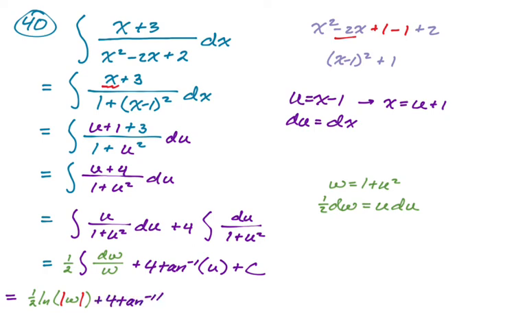I'm just going to sub for u here. U is equal to x minus 1, right? So x minus 1, and then plus c. We still need to substitute for w. So w is actually kind of interesting. We know w is 1 plus u squared, and u is the quantity x minus 1. So we really have 1 plus the quantity x minus 1 squared, which is our original denominator. So we can actually just go back to x squared minus 2x plus 2.